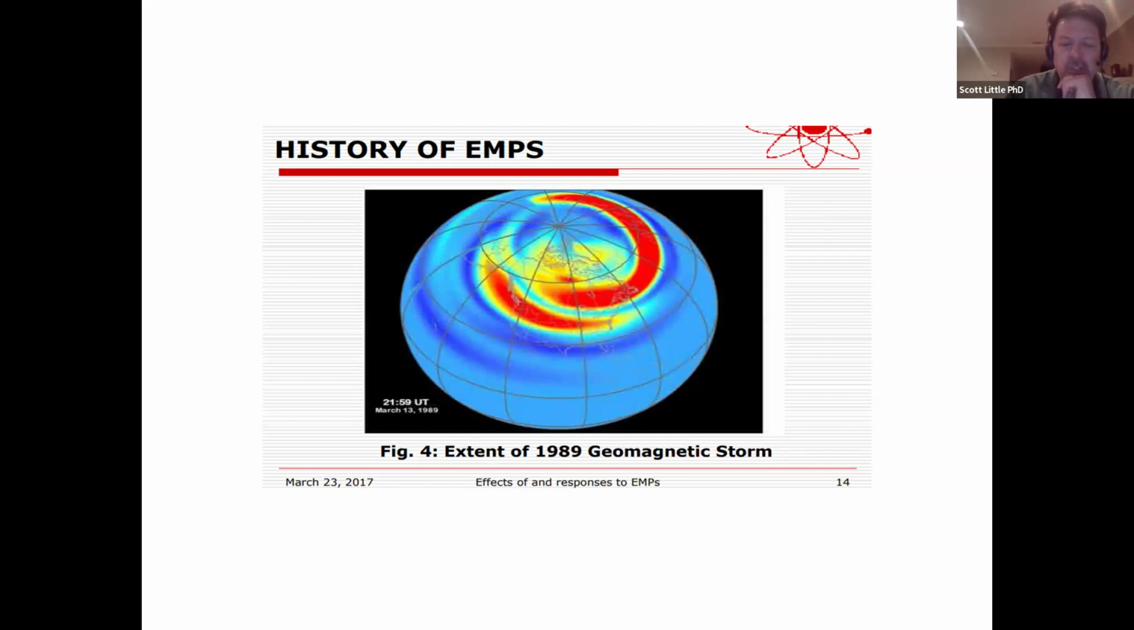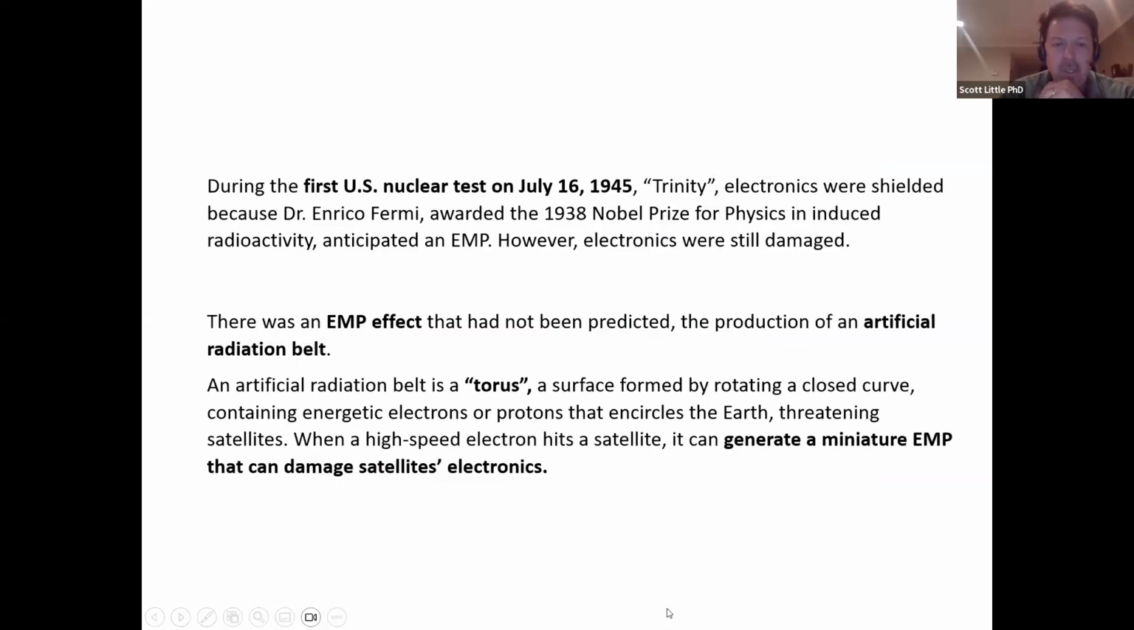This was on March 13th, 1989, that this one actually happened. So you kind of see the overlap of where the strength of that geomagnetic storm hit the Earth and caused the EMP. Okay, so let's talk a little bit about the nuclear side of this.